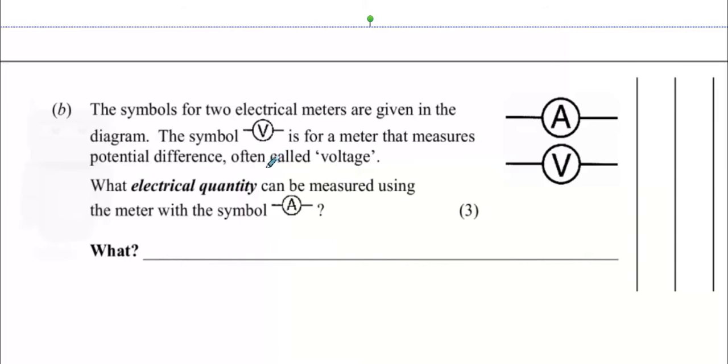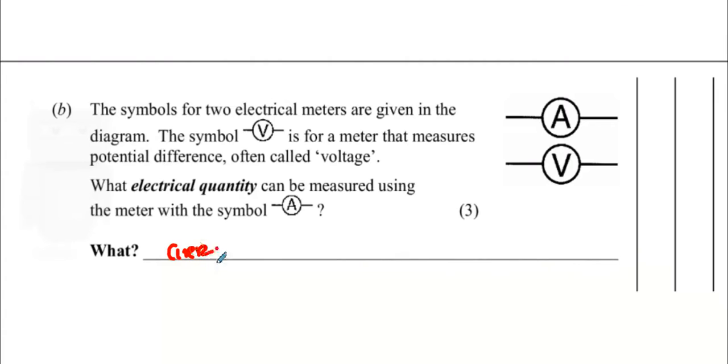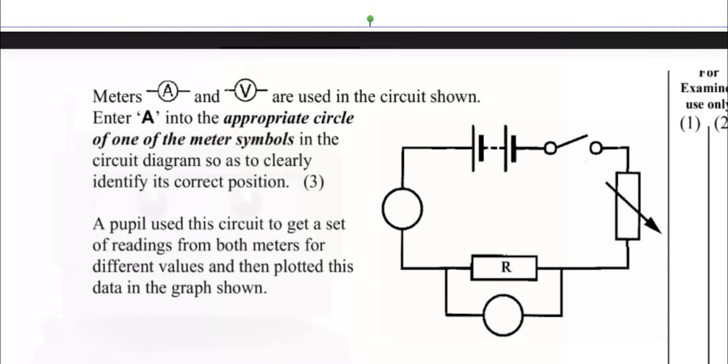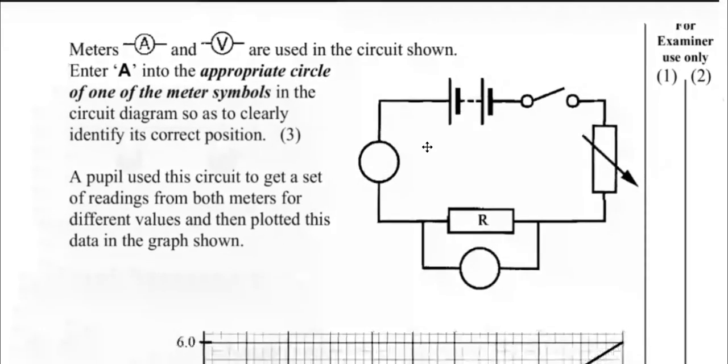The symbol V is for a meter that measures potential difference, often called voltage. What is the electric quantity that can be measured using the meter with symbol A? What can be measured is the current. A measures current and V measures the volts. And current is measured in amps, so it measures the current. Okay, let's move on to the next one. Put A or V.